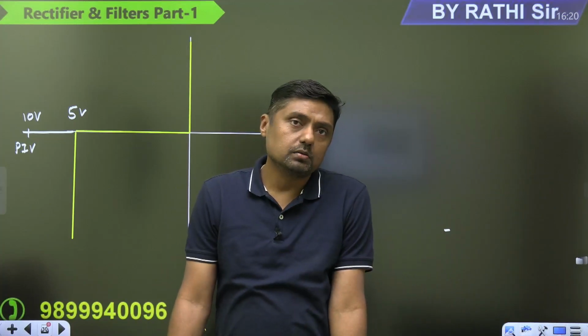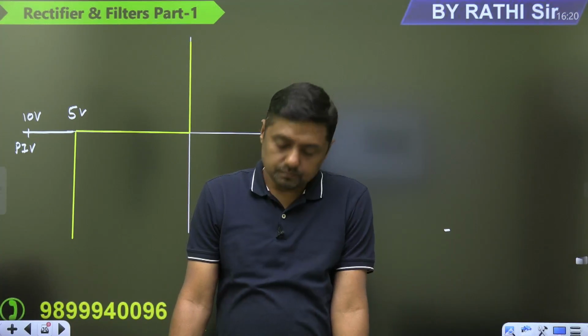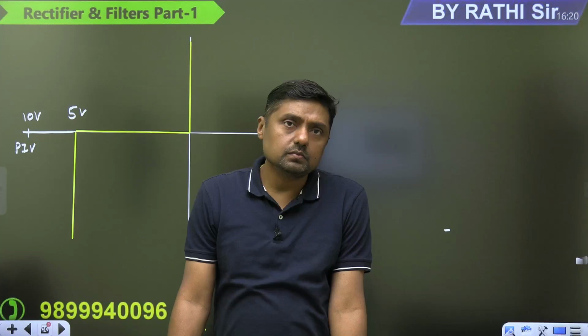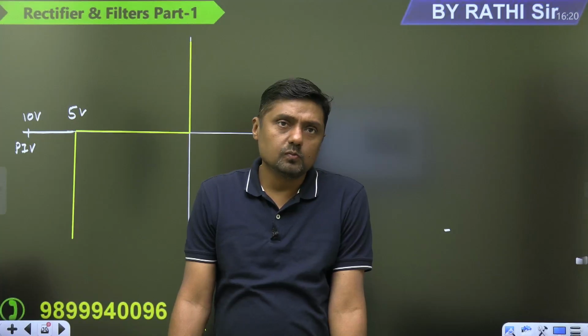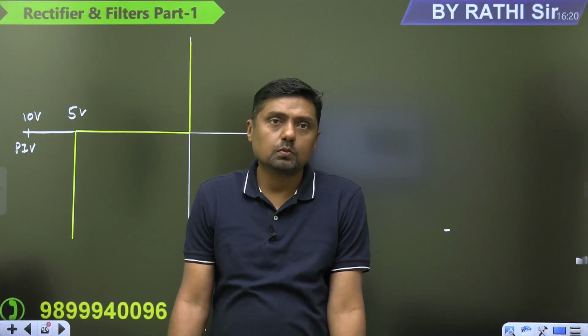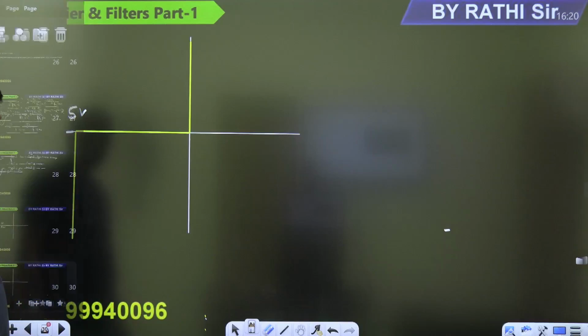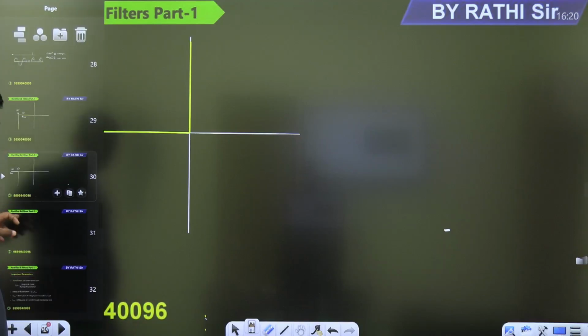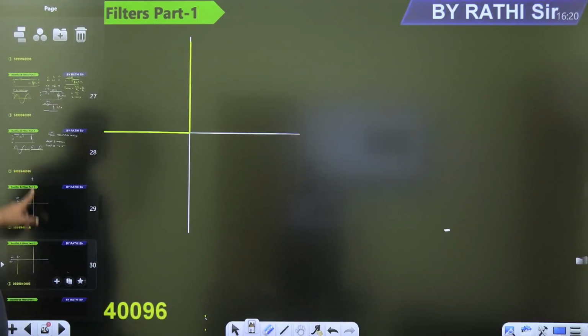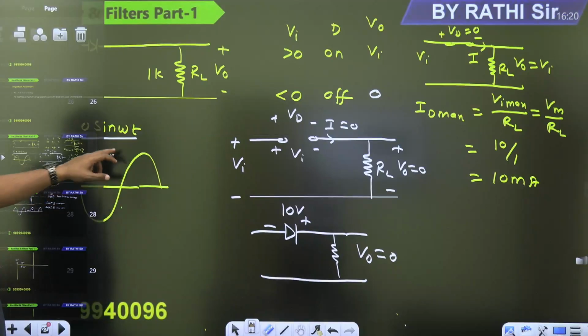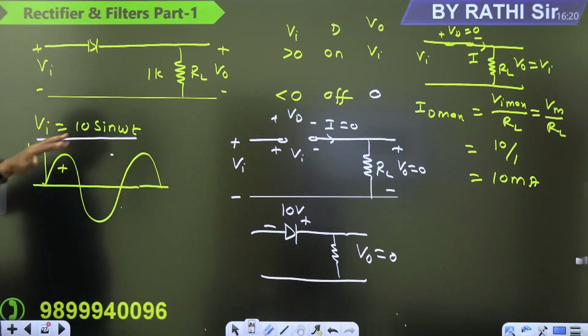Okay? This point is clear. So for example, this is the example here, 10 volt, 10 sin omega t. So what is the voltage appearing across the diode? 10 in the reverse direction.